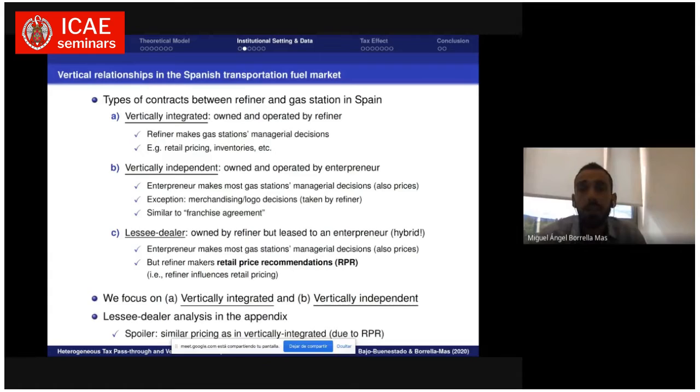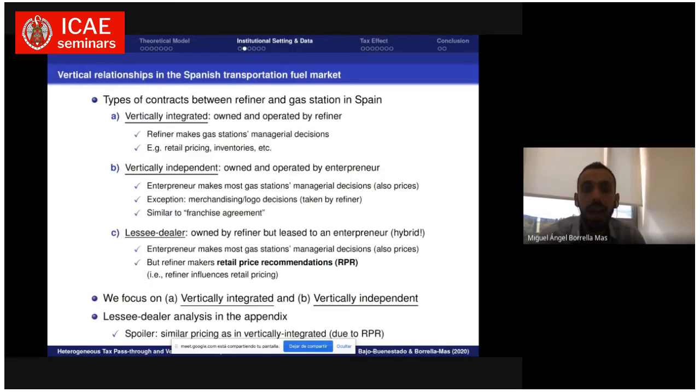On the one hand, there are vertically integrated gas stations that are owned and managed by the refiner. In these ones, the refiner sets the retail price and pays a salary to its employees. And basically, the refinery is in charge of doing everything. Then we have the vertically independent gas stations that are owned and operated by the entrepreneur. The entrepreneur makes most of the gas stations' managerial decisions, also setting the price, with one exception, which is the merchandising or the logo decisions, which are taken by the refiner. This is basically similar to a franchise agreement.